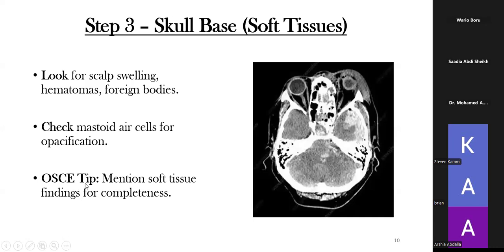So the tip I want to give here is mention soft tissue findings for completeness. Go through the bone quickly, then go through the soft tissue quickly. Remember, we're doing all this in 5 minutes. So you should be able to quickly scan at each level as you go superiorly.